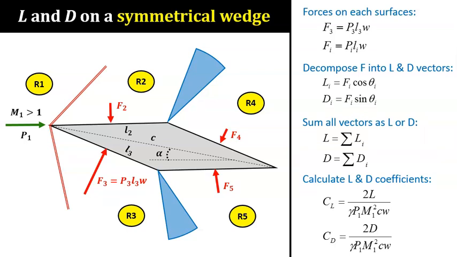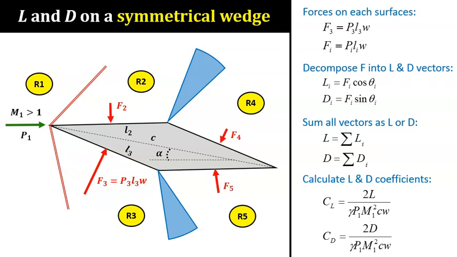Let's assume that we have calculated the pressures on all the four surfaces. Then, for each surface, say in region 3, we need to calculate the total force F3 acting on the surface. So, F3 equals P3 times L3 times W. L3 is the side length of the surface along region 3 only. W is the width or the span of the wedge.